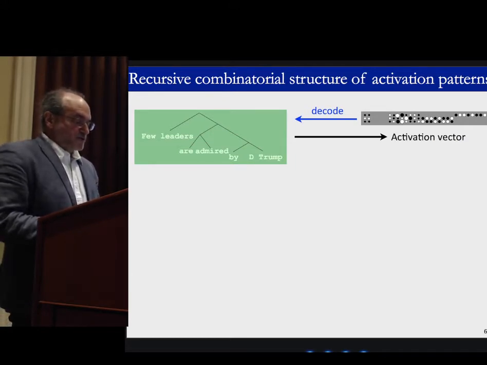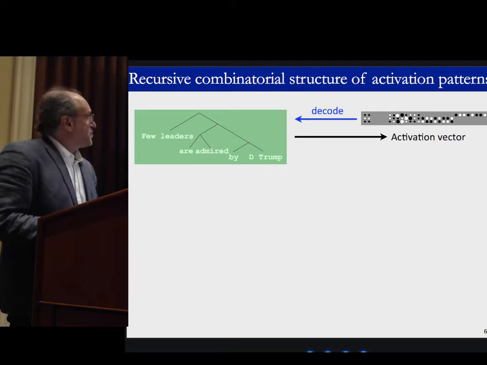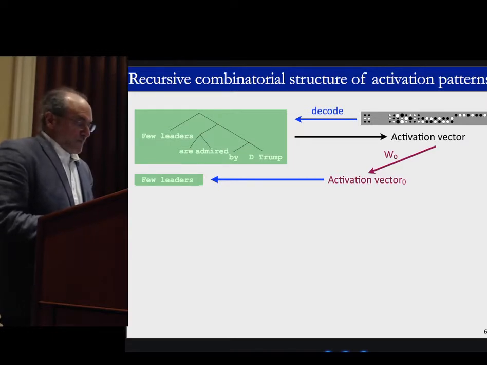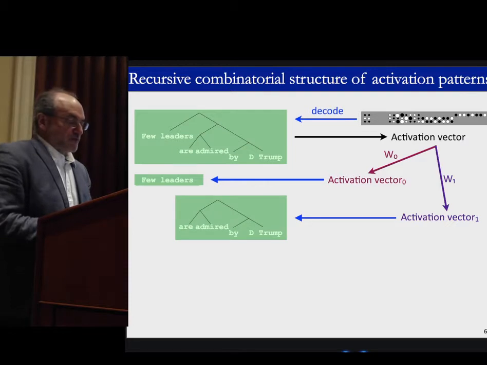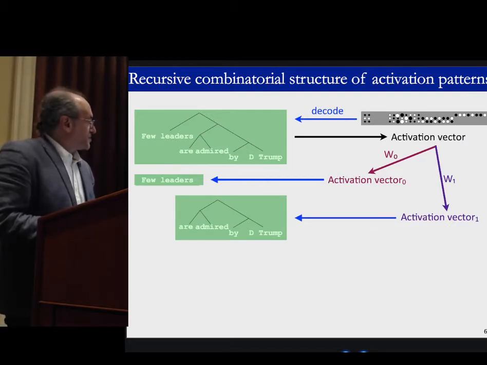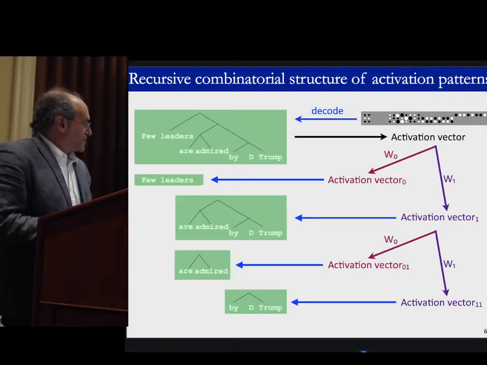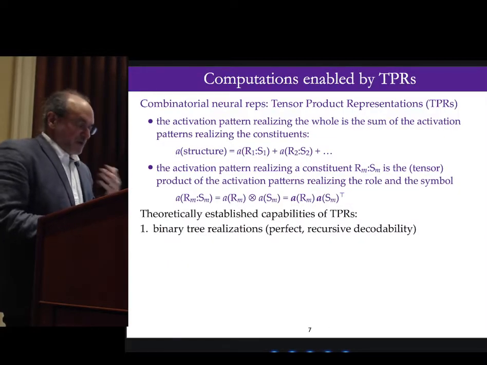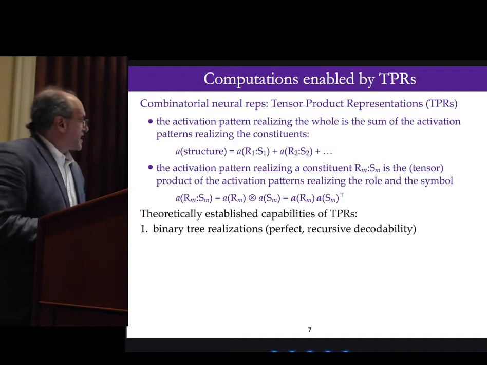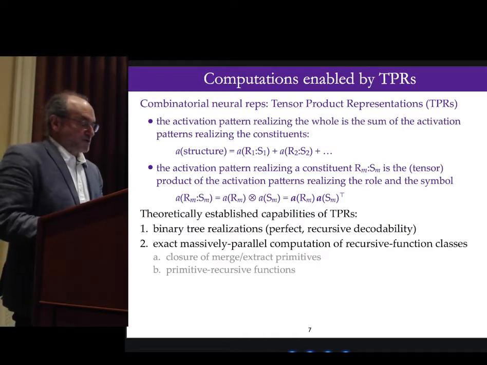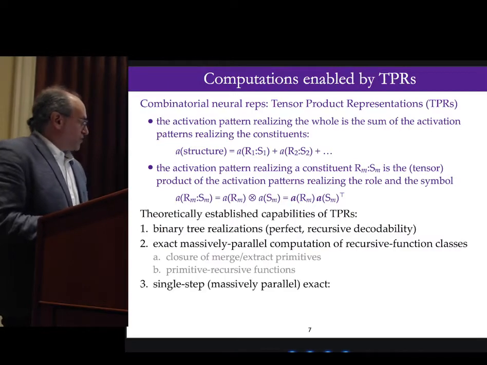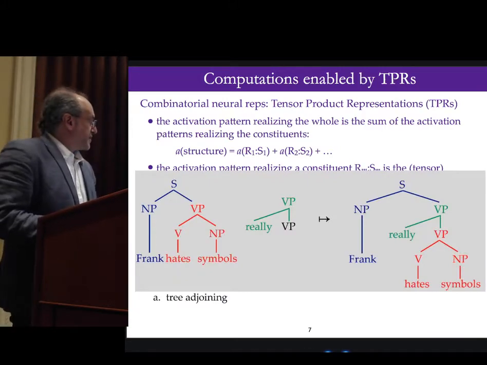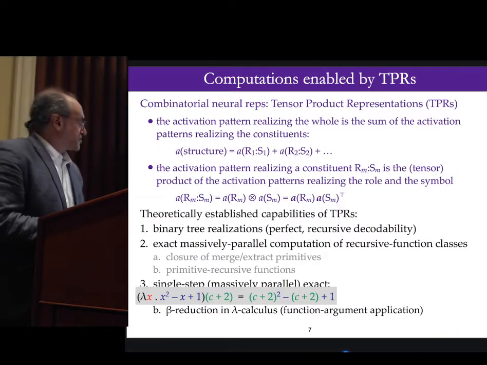The activation vector realizing the tree can be passed through a simple network to give a new activation pattern, which is the exact realization of the left subtree, or passed through a different simple network to give the realization of the right subtree. This can be continued recursively all the way down to the leaves of the tree. These TPRs of trees allow networks to exactly compute an interesting class of recursive functions and to perform operations in one parallel step, such as tree adjoining in TAG, or function argument application, or even basic logical inference.